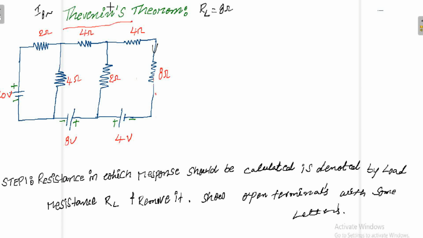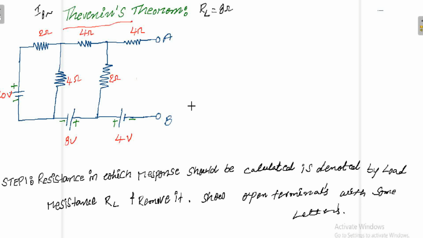In the first step only, we have to do one more thing and remove it. So we have to remove this resistance. I have removed the resistance. We have denoted that resistance with the load resistance RL and we have removed it. By removing this resistance, we got some open terminals. Have you observed? So denote those open terminals with some letters, this as A and this as B. So this is your step 1.